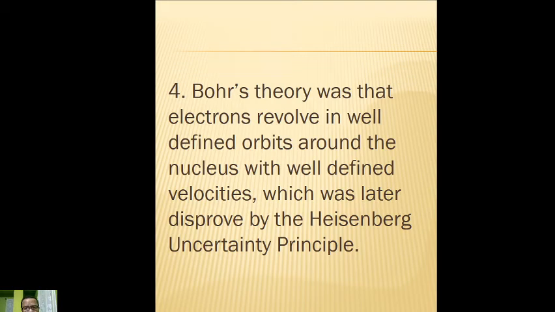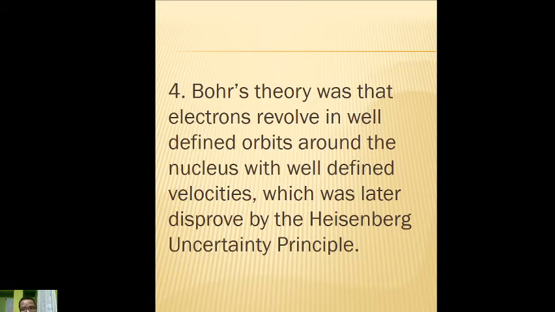Now, the fourth limitation was that Bohr considers an electron to be revolving around the nucleus in a fixed orbit, just like the planets orbiting around the sun. So according to Bohr, the velocity and the position of an electron in an atom can be determined accurately.